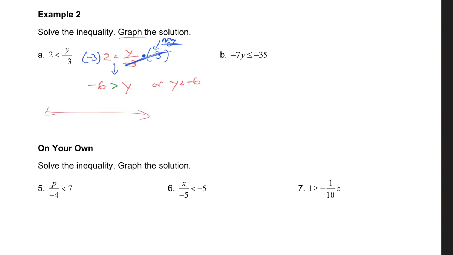So if we go ahead and graph this now, I have -7, -6, -5. This is an open circle on -6, and we are shading to the left.